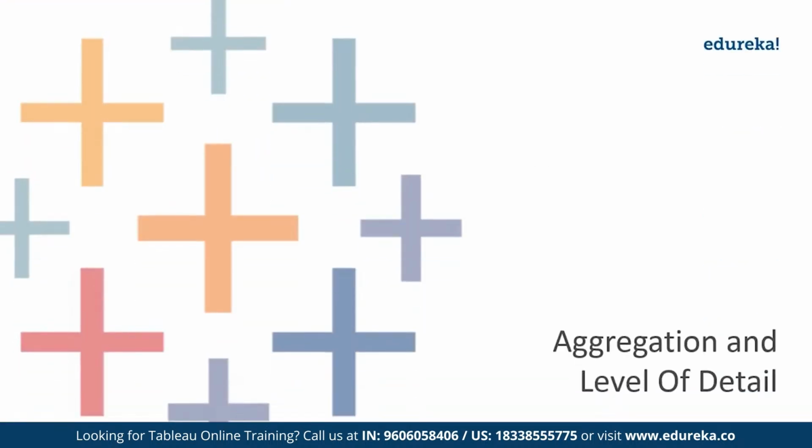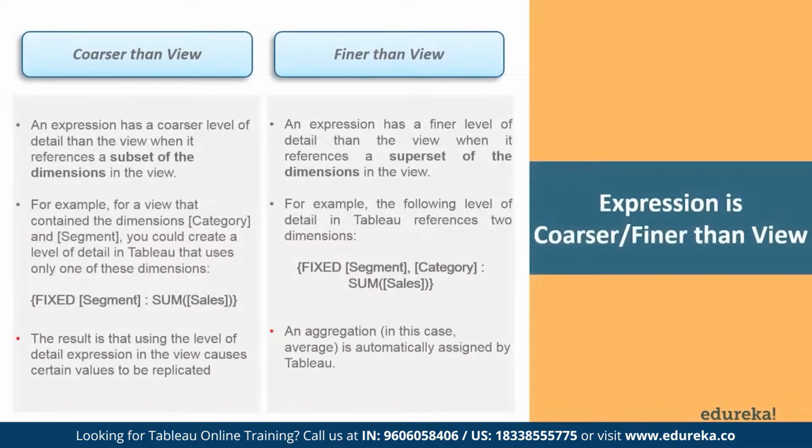Now let's go ahead and look at aggregations and level of detail. Now, the level of detail of the view determines the number of marks in your view. So when you add a level of detail expression to the view, Tableau must reconcile two levels of detail, the one in the view and the one in your expression. The behavior of a level of detail expression in the view varies depending on whether the expression's level of detail is coarser, finer, or on the same level as the level of detail in the view.